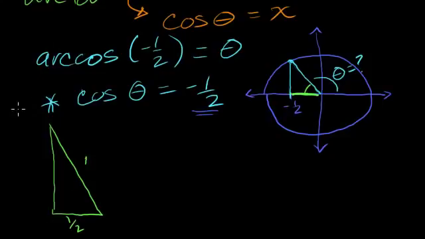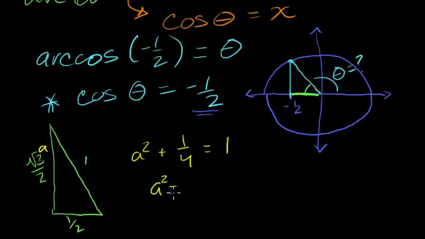Hopefully you recognize that this is going to be a 30, 60, 90 triangle. You could actually solve for this other side and get the square root of 3 over 2. To solve for that other side, you just need to do the Pythagorean theorem. Actually, let me just do that. Let me call this a. So you'd get a squared plus 1/2 squared, which is 1/4, is equal to 1 squared, which is 1. You'd get a squared is equal to 3/4, or a is equal to the square root of 3 over 2.